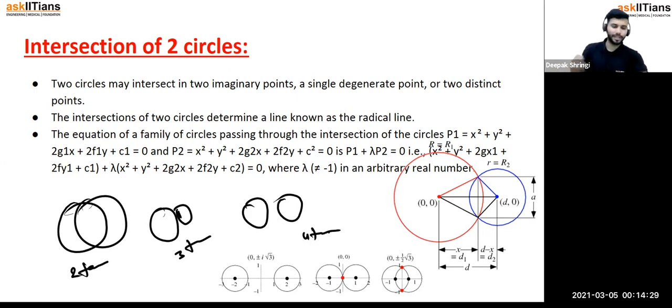Okay, but right now we're coming to the point that two circles may intersect at two imaginary points. That means the points do not even exist, or a single point where they can intersect, or they can intersect at two different points, right? Two distinct points they can intersect at.